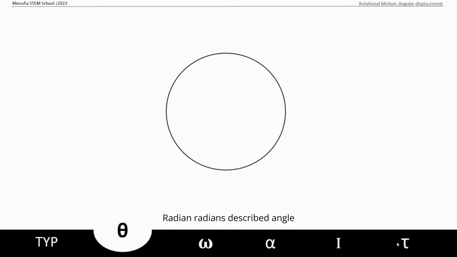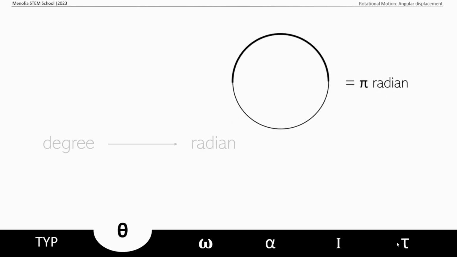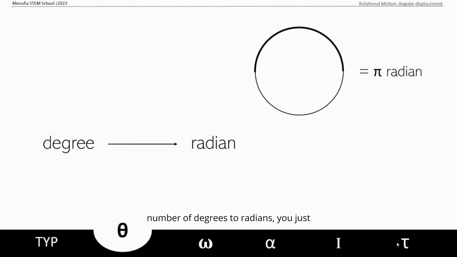Radians describe angle by essentially telling you how much of the circumference is covered by a given angle. So 180 degrees, or a half circle worth of angles, equals pi radians. And to convert any number of degrees to radians, you just multiply the degrees times pi and divide by 180.